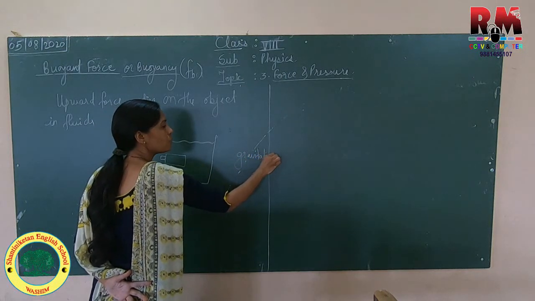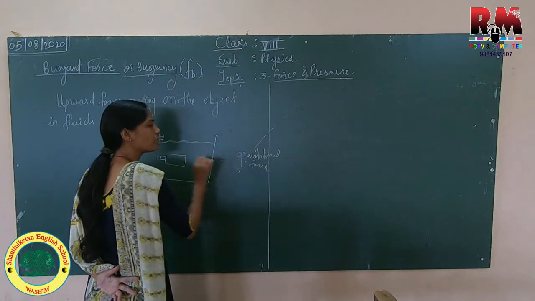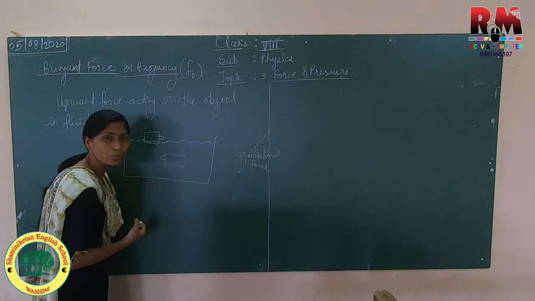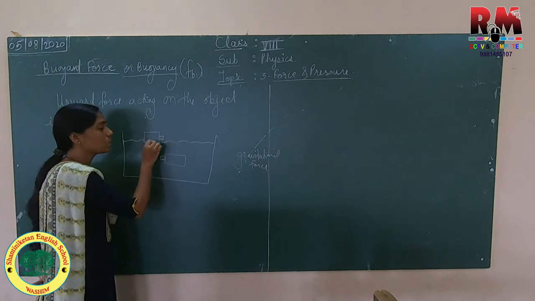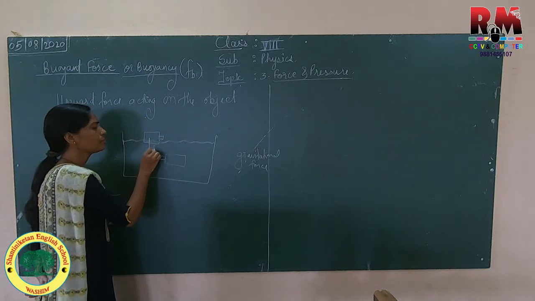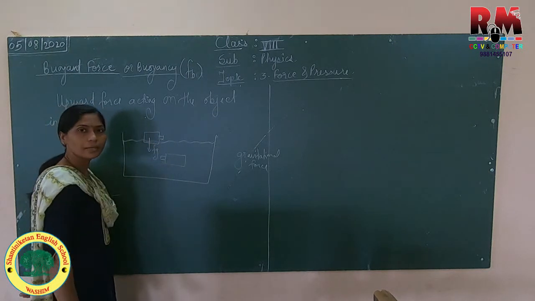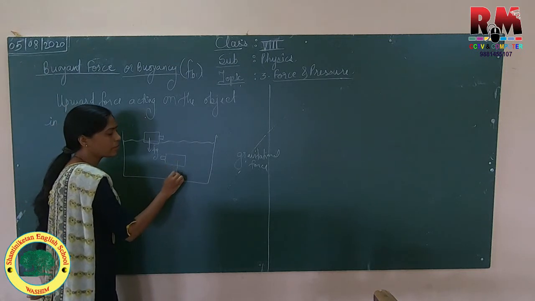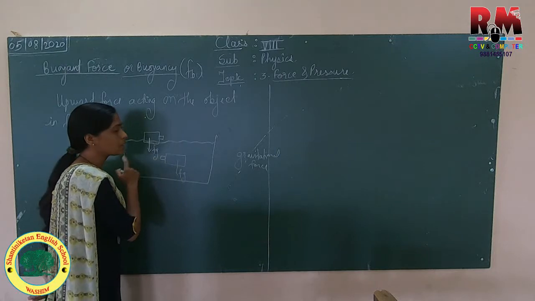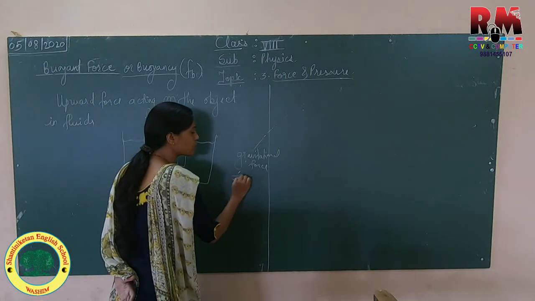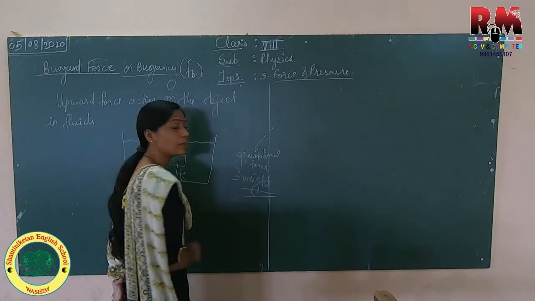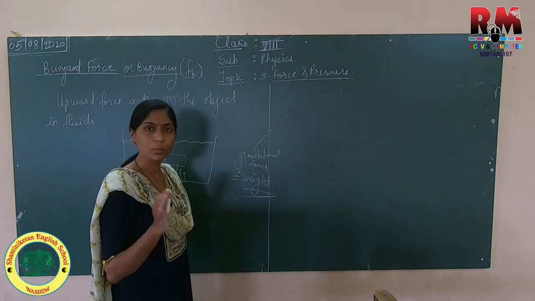What is gravitational force? Gravitational force means that on every object there is a force in the downward direction, pulling it downward. So this bottle has gravitational force. This bottle also has gravitational force, but here the gravitational force is more as compared to this. This gravitational force means I can say the weights of both the bottles are different.